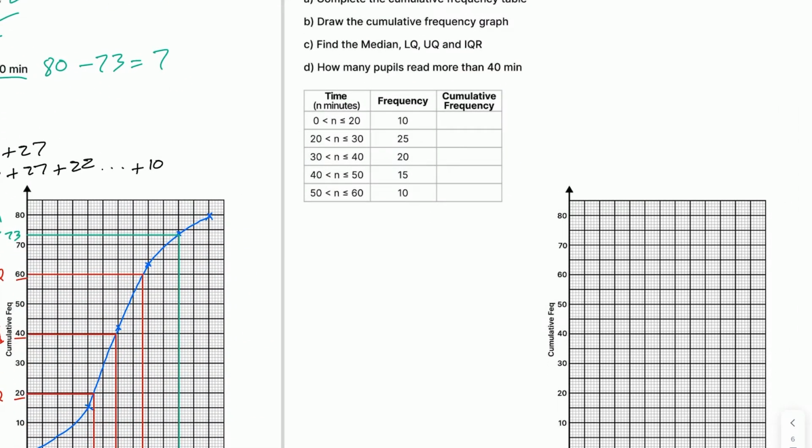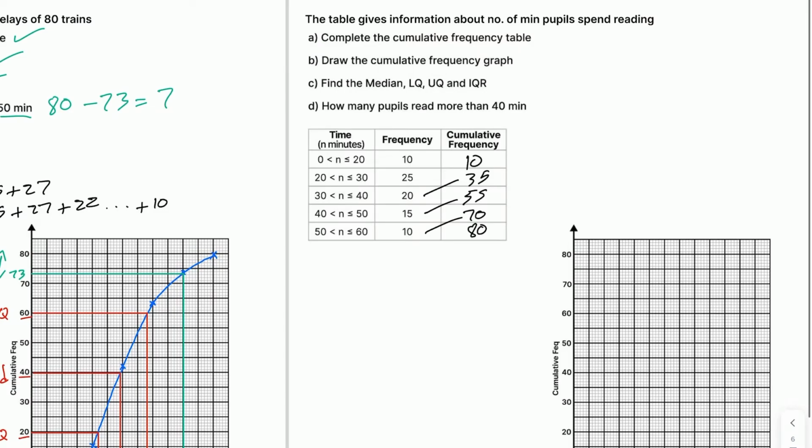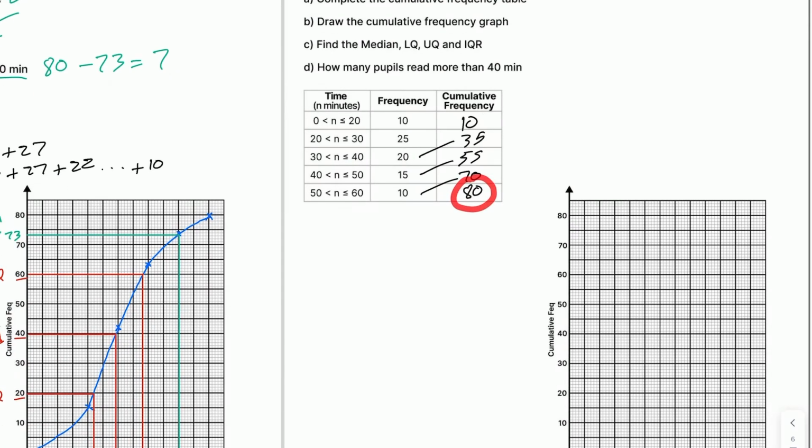So again, with the cumulative frequency, we have the 10. And now we can just do, again, I'll take this route. So 10 plus 25, that gives me 35. And then 35 plus 20, that gives me the 55. And then 55 plus 15, that gives me 70. 70 plus 10 gives me 80. Now I'm just going to check against the question. It doesn't tell me how many students there are actually. So we're just going to go with 80 there.